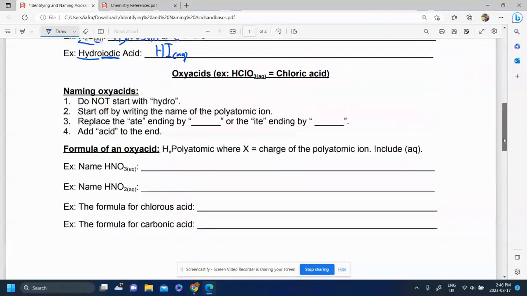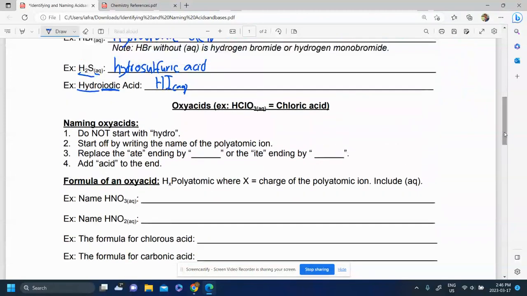Now let's take a look at how we would do this for oxyacids, like HClO3, which is chloric acid. You'll notice right away in this name there's no hydro. And that's because hydrogen, yes, it's important, but there's also oxygen who wants some attention as well. So we're not going to make it all about hydrogen, even though technically it is. So when you're naming oxyacids, do not start with hydro. Start off by writing the name of the polyatomic ion that's present. So here, for example, it's chlorate.